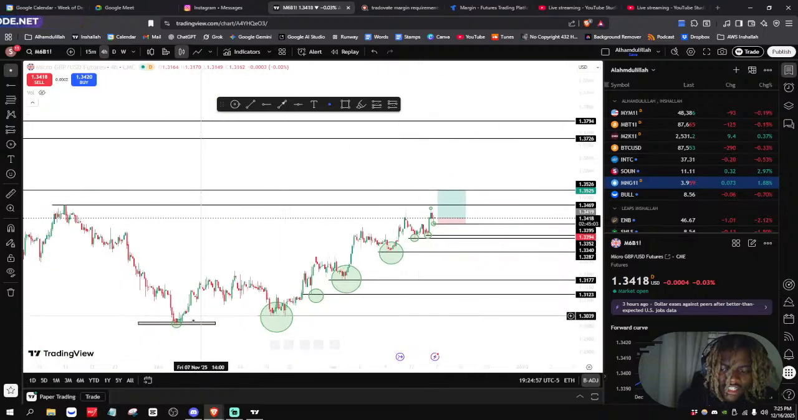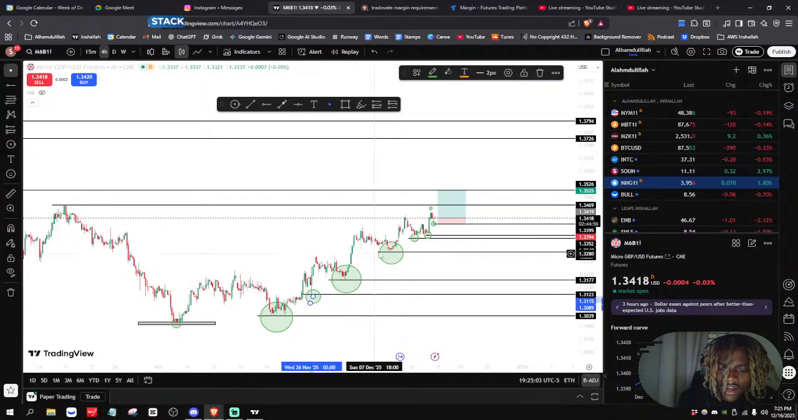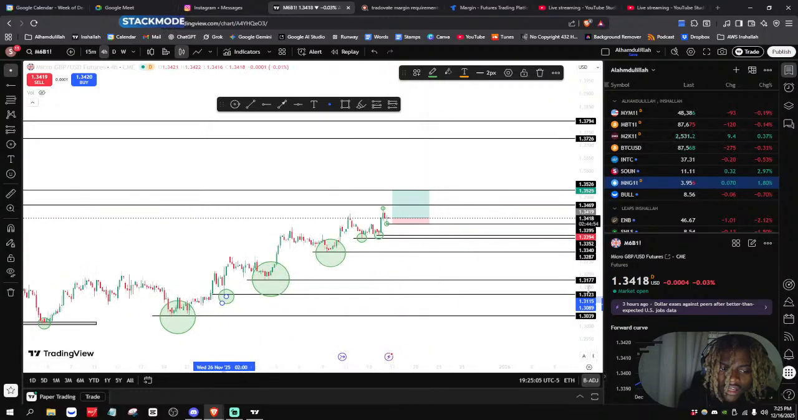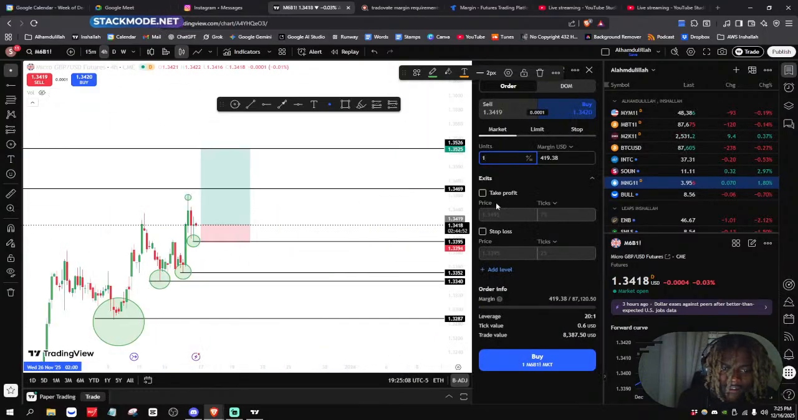Okay, so let's see the staircase. On my 4-hour, bottom, low, higher low, higher low, higher low, higher low. Okay, I can go ahead and buy in.